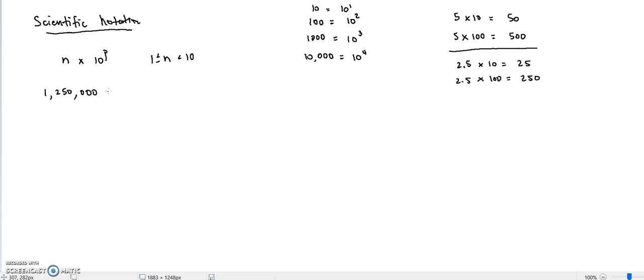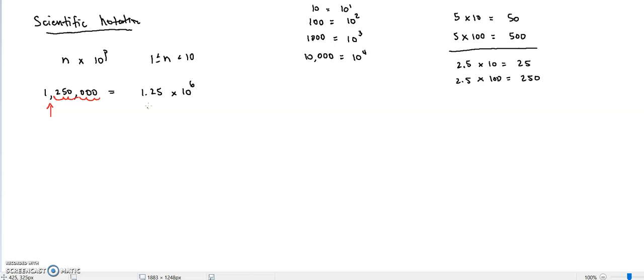All right, so here, I want to put this into scientific notation. So I want to have a number between 1 and 10. That means I want the decimal place to go here between the 1 and the 2. I want one non-zero digit to the left of the decimal. So I'm going to have to move 1, 2, 3, 4, 5, 6 places. That gives me 1.25, I can drop all of the zeros, times 10 to the 6th. I moved it 6 places.